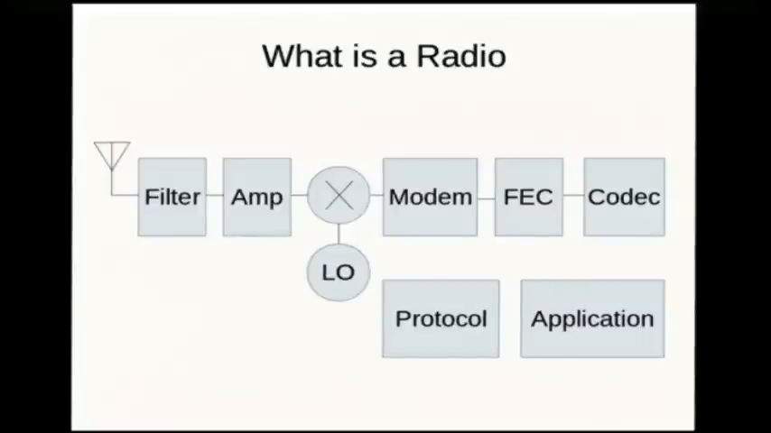The next two circles there are a mixer and a local oscillator. What they do is they're your tuner. They let you take that particular part of the radio spectrum that you're interested in and just isolate that and work on that down at baseband. So they just do a frequency changing step. They might take your 2.4 gigahertz Wi-Fi and shift it down close to 0 hertz, so it's easy to process by your baseband processing software, such as your modem, which is the next step.